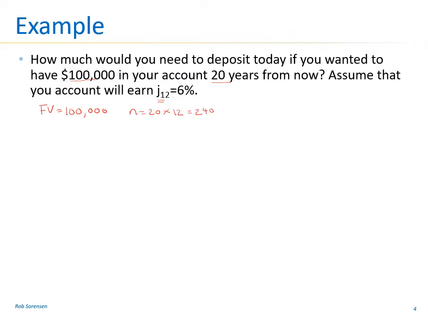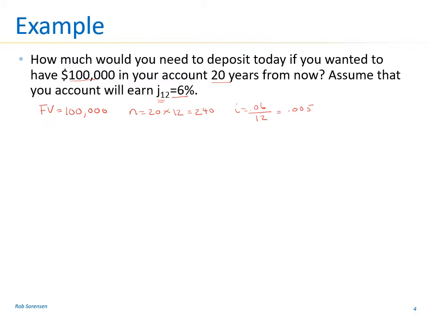And then the last thing it tells me is we get 6% per year. So i is going to be that 6% divided by 12. And that will tell me how much interest I get per compounding period, or per month in this case, 0.5%, 0.005.